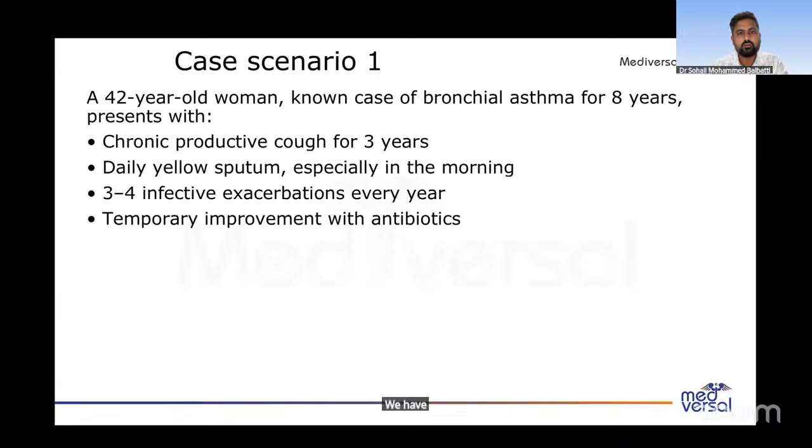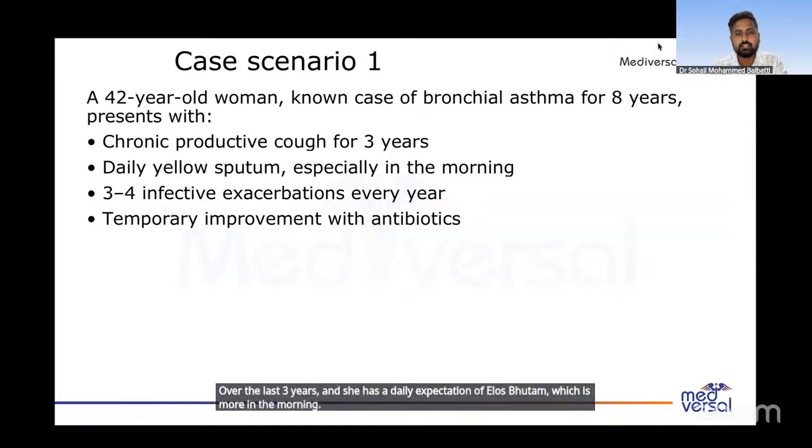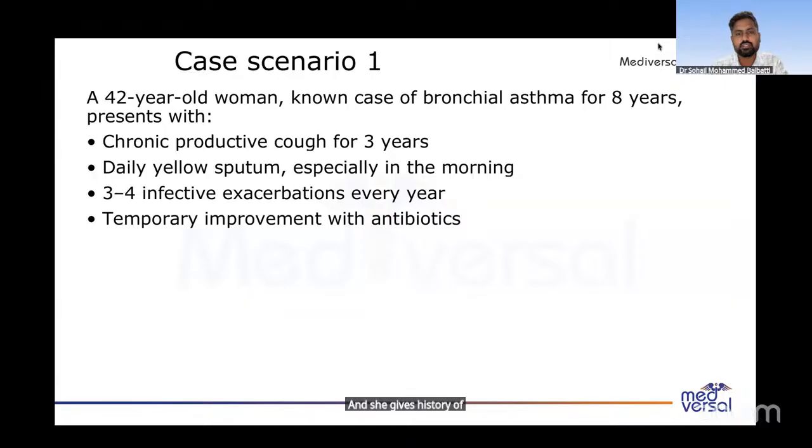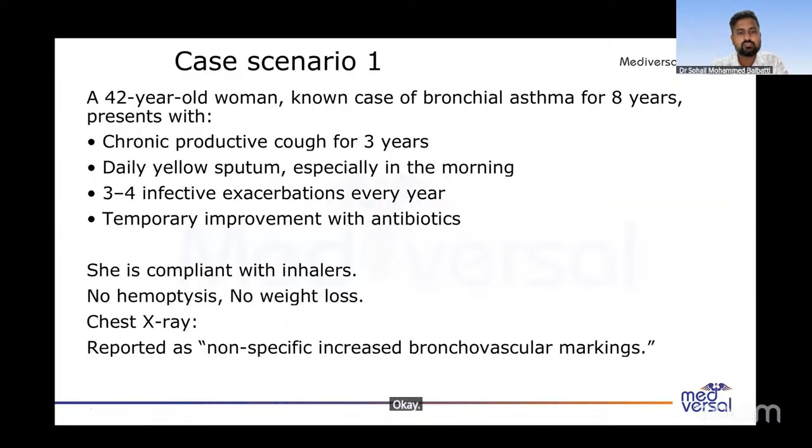We have a 42-year-old female who is a known case of bronchial asthma since 8 years, and she complains of a chronic productive cough over the last 3 years. She has a daily expectoration of yellow sputum, which is more in the morning, and she gives a history of 3 to 4 exacerbations every year. During these exacerbations, the doctor used to prescribe antibiotics, and she used to improve with that.